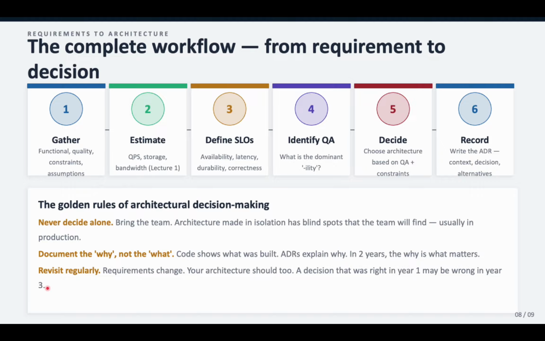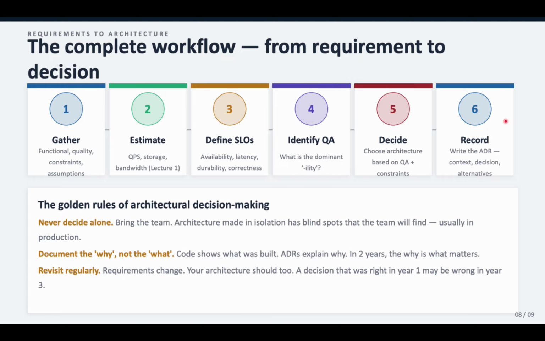And then revisit regularly. Requirements change, scale changes, right? Teams change. An architecture decision that was correct in year 1 may be wrong in year 3, right? So review your ADRs at least once a year and mark outdated ones as superseded. Make new decisions with new reality.